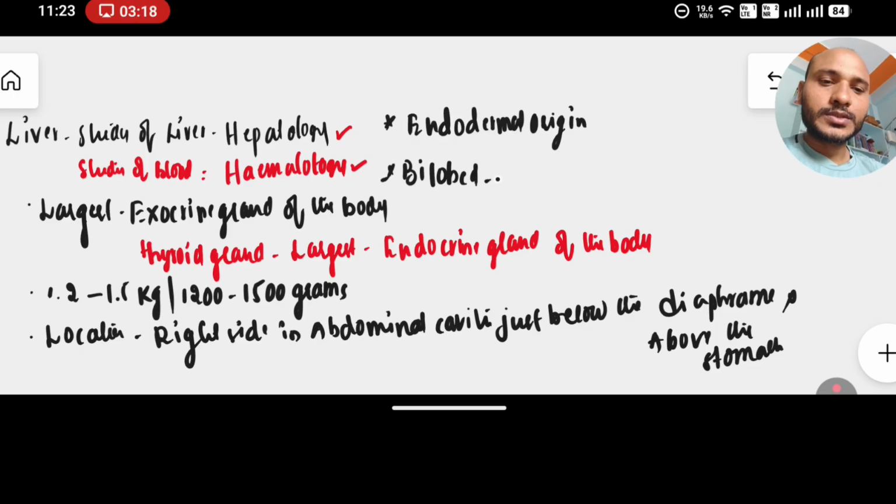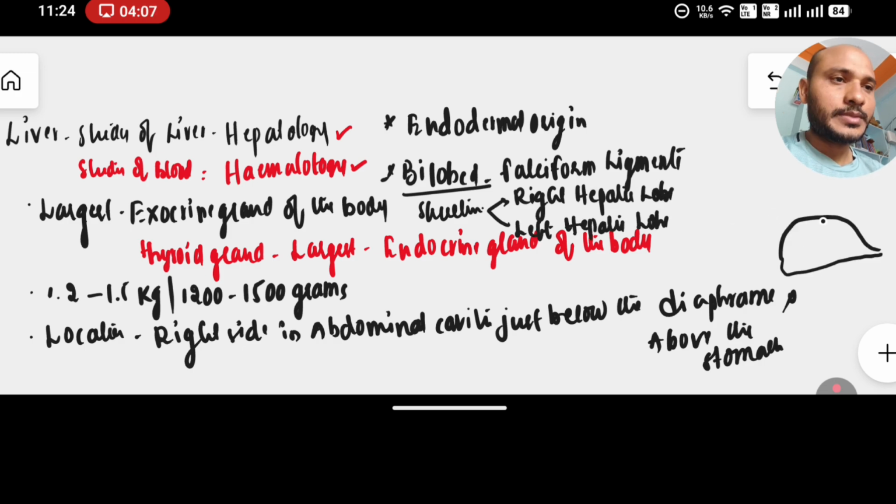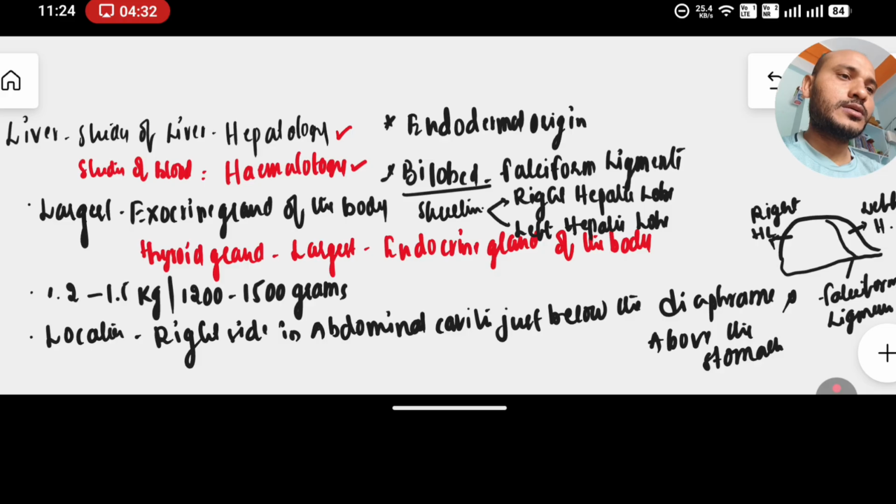The liver is a bilobed structure divided by a ligament called the falciform ligament. This falciform ligament divides the liver into two lobes, hence it is a bilobed structure: the right hepatic lobe and the left hepatic lobe. See the diagram: the ligament which divides the liver into two lobes is the falciform ligament. This is the right hepatic lobe and this one is the left hepatic lobe. The right hepatic lobe is larger and the left one is smaller.